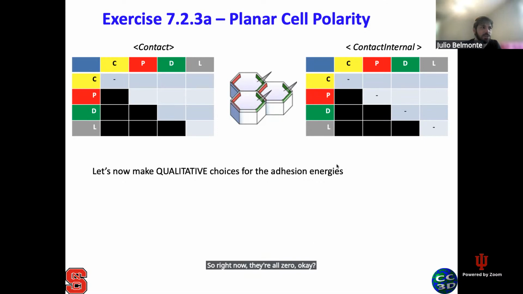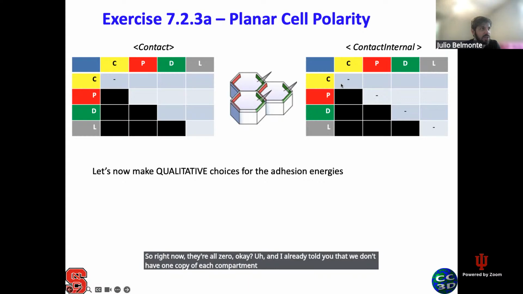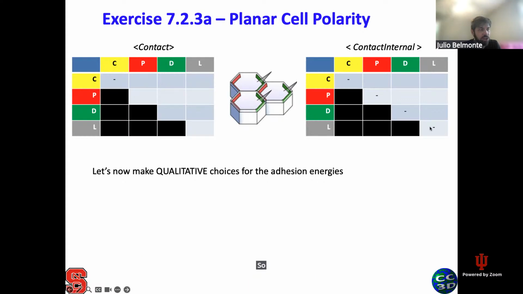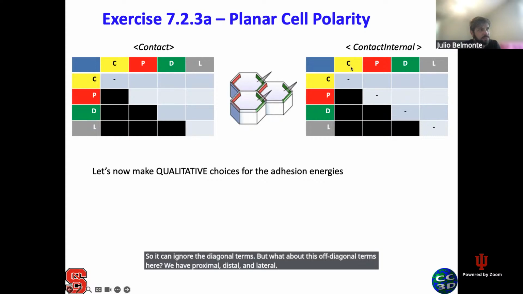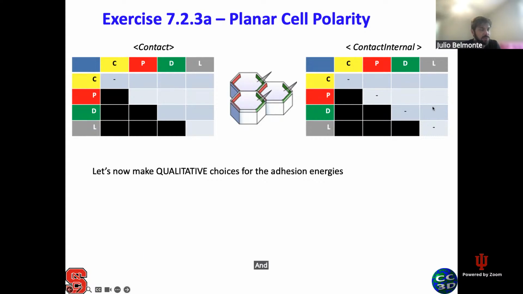I already told you that we don't have one copy of each compartment inside the cell, so we can ignore these diagonal terms. But what about these off-diagonal terms here? We have proximal, distal, and lateral, and the cytoplasm as well. What should they be? Right now they're all 0. Should you modify any one of them or not? Let me know in the chat.